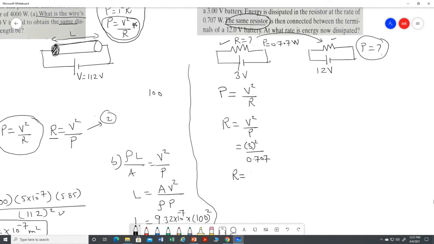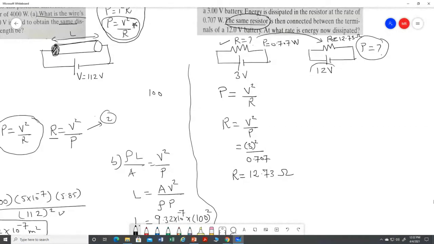I got 12.73. What's the unit? It's ohm. So now, what is the resistance value here? The resistance value is 12.73 ohm. Am I right?